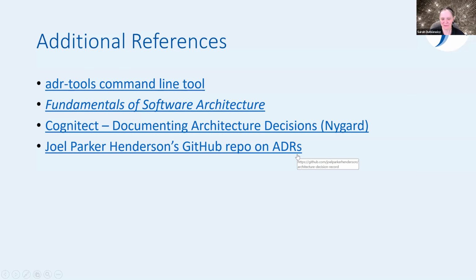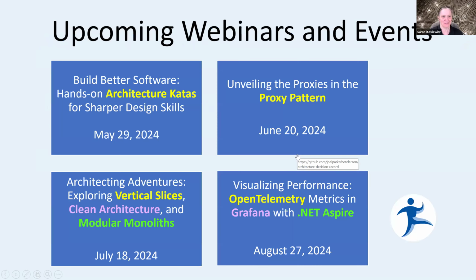We do have a couple more webinars scheduled for the rest of this year, at least through August. Then September through December, I'll announce later on, probably in July. Next month we're doing architecture katas. I will talk about ADRs a little bit toward the end of that, but we're going to work through an architecture kata as a group.